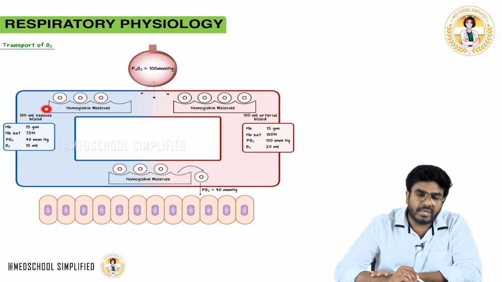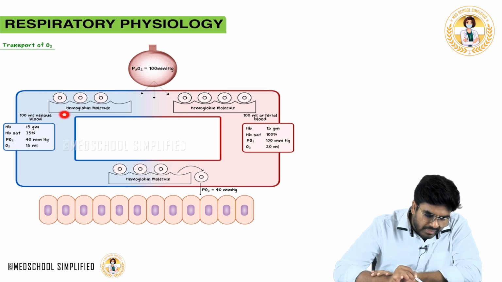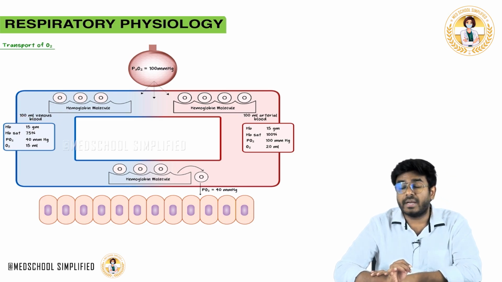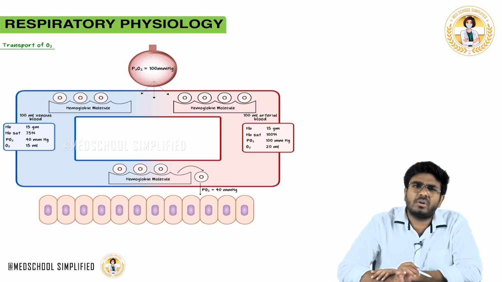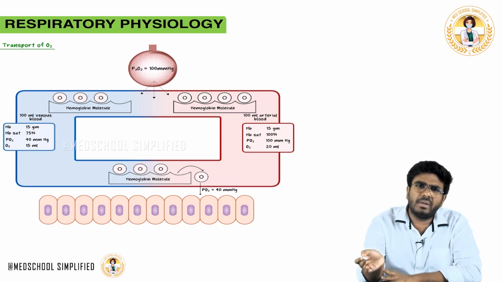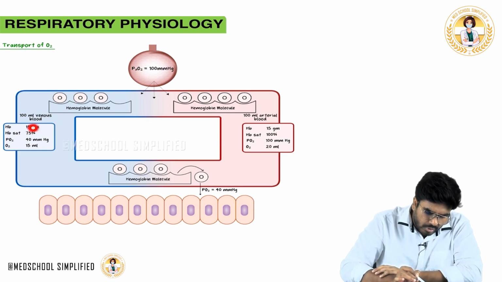So in the venous blood or the deoxygenated blood, hemoglobin is how much percent saturated? Just 75% saturated. Now please look here, I am taking 100 ml of deoxygenated blood, or 100 ml of venous blood. How much hemoglobin does it have? Same. Arterial blood, venous blood, the hemoglobin is the same. 15 grams of hemoglobin is there.